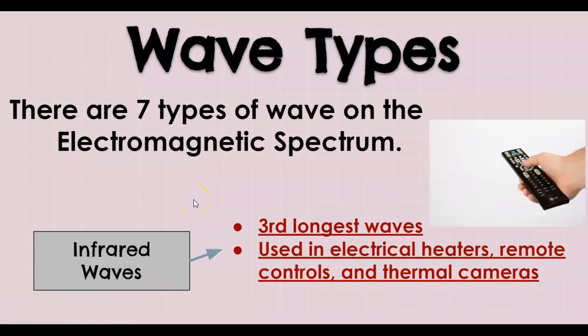Next, we have our infrared waves, also known as IR. These are the third longest waves. They're used in electrical heaters, remote controls, and thermal cameras. So we cannot see infrared waves with our normal eyesight. But they do make special cameras and goggles that are thermal energy imaging cameras that you can use to see infrared rays, but those again are special. We cannot see them with the naked eye.